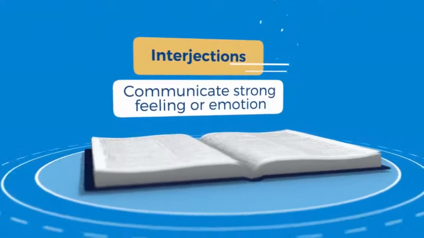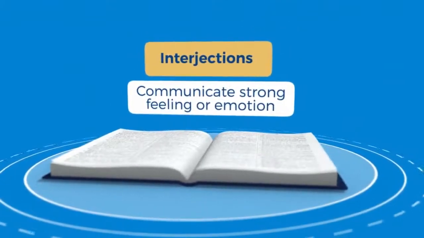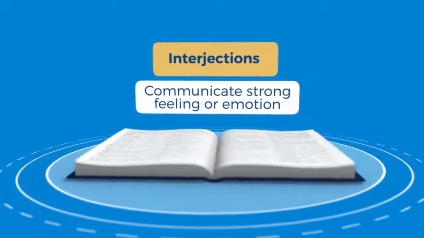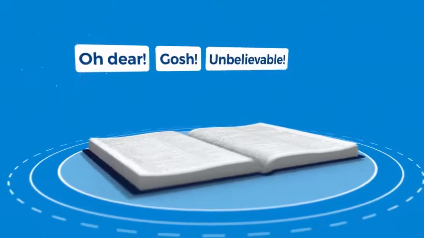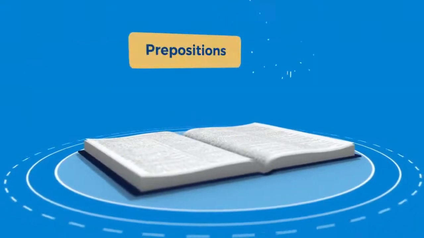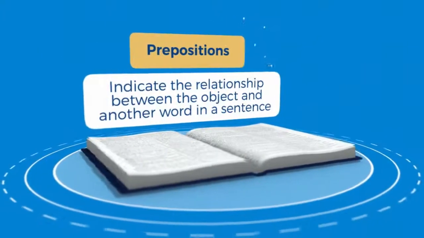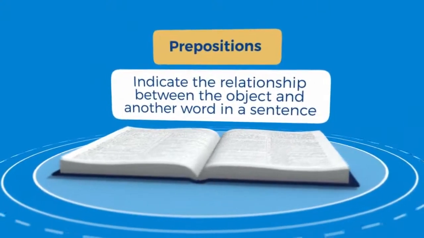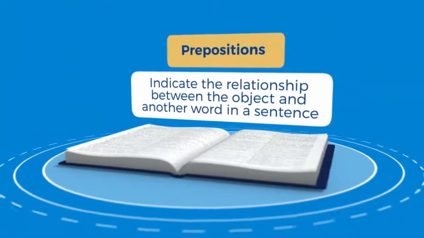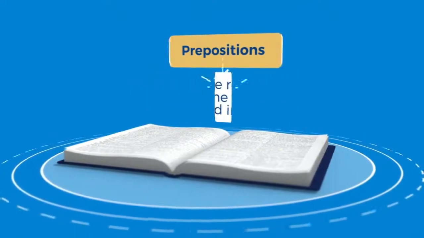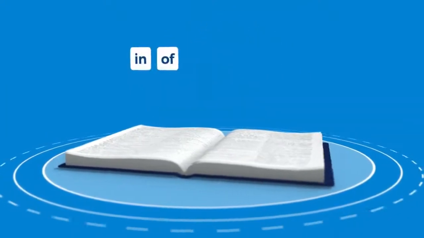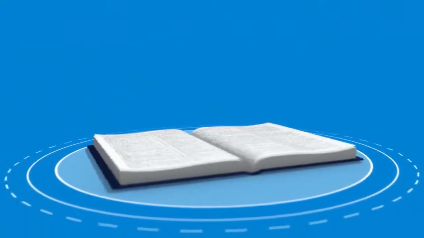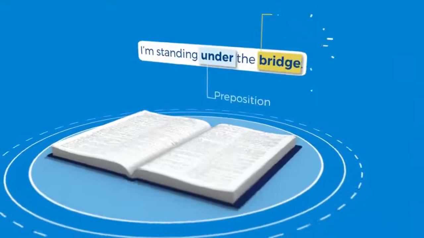Interjections are words, phrases, or clauses that communicate strong feeling or emotion and often end in an exclamation point like, oh dear! A preposition is a part of speech that is used to link an object to another word in a sentence to indicate the relationship between them. A preposition's object is usually a noun or pronoun. These include in, of, to, with, by, and under. For instance, I'm standing under the bridge.